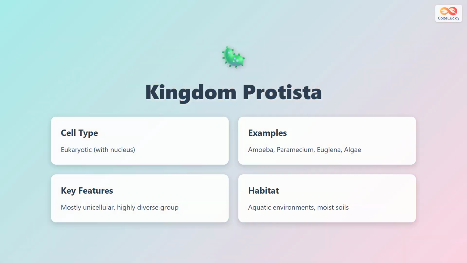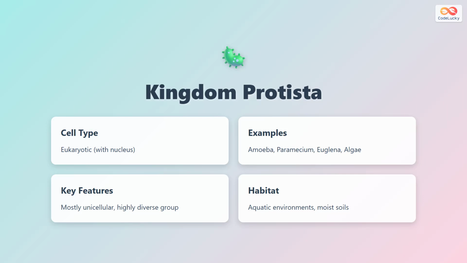Moving on to kingdom Protista, we encounter our first eukaryotic kingdom. Eukaryotic means these organisms have cells with a true nucleus that contains their genetic material. Protists are an incredibly diverse group, mostly consisting of single-celled organisms, though some are multicellular. Common examples include amoeba, which moves using pseudopods or false feet, paramecium, covered in tiny hair-like structures called cilia, euglena, which has characteristics of both plants and animals, and various types of algae.